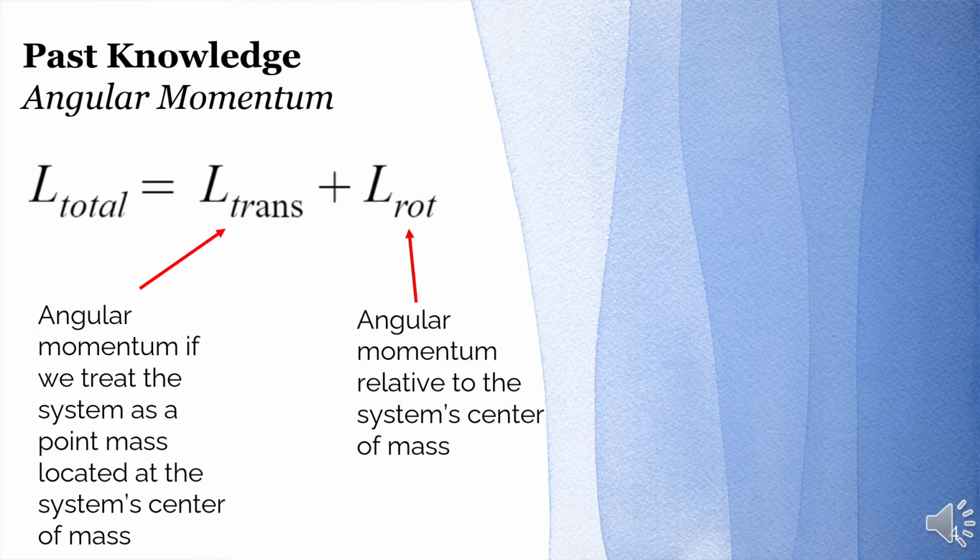In my previous high school physics class, we covered a small portion of angular momentum. However, this week's video lectures covered almost completely new information. We discussed that the angular momentum of a multi-particle system can be decomposed into two parts, translational angular momentum and rotational angular momentum. The translational aspect deals with the angular momentum if we treat the system as a point mass located at the system center of mass. The rotational aspect deals with the angular momentum relative to the system center of mass.